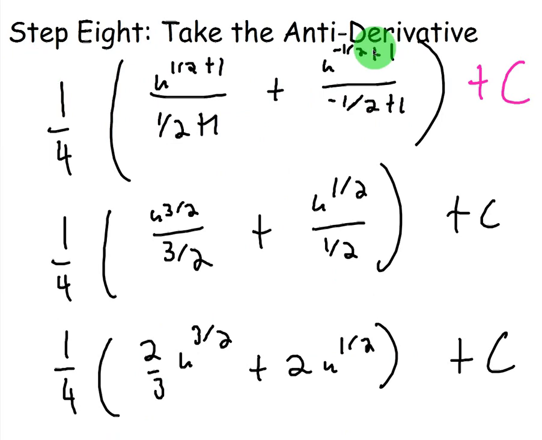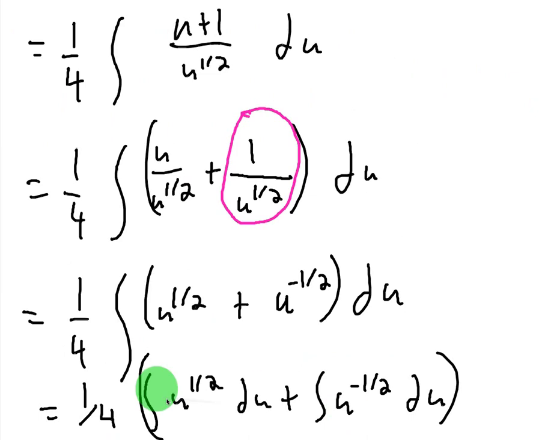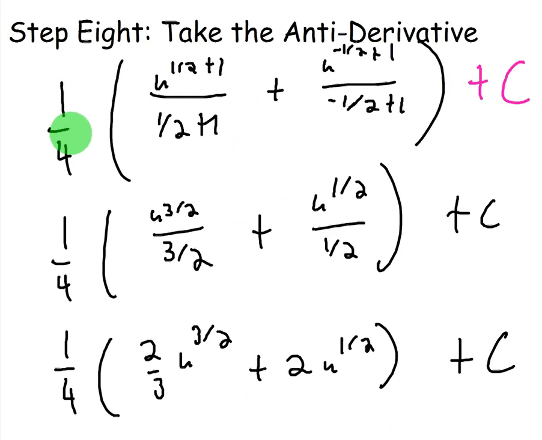We're going to have that basically the 1/4 is just going to be pulled out to the front, and we're going to just include it in our final answer. Again, to take the antiderivative of each of these, we're going to use the reverse power rule, meaning you add 1 and then divide by whatever you get. So 1/2 plus 1 is 3/2. We're going to divide that by 3/2. If you add 1 to negative 1/2, you get 1/2. So we're dividing that by 1/2.